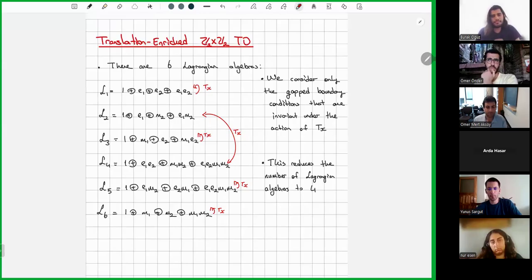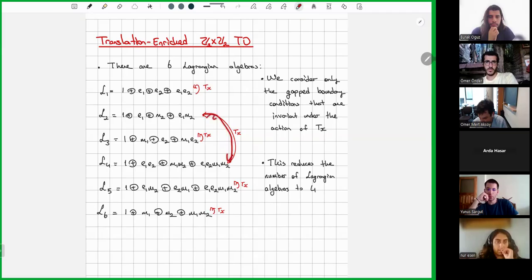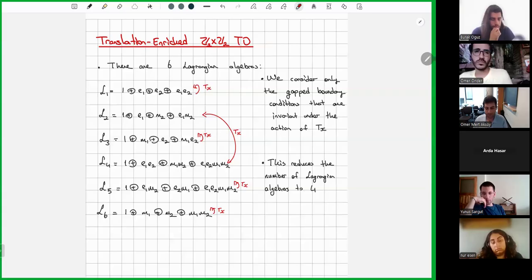So our proposal is the following. If you look at the Z2 times Z2 topological order, there are 6 Lagrangian algebras that I wrote here. You don't need to memorize them. It's just that I wrote the action of translation on them. So out of the 6, 4 of them are closed under translation. They preserve this enriching translation symmetry. And then 2 of them are exchanged by the translation symmetry. Our proposal is such that whenever we construct a sandwich, we want to have both the top and the bottom to preserve the translation symmetry.